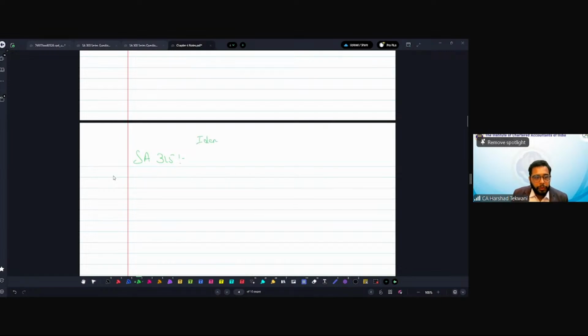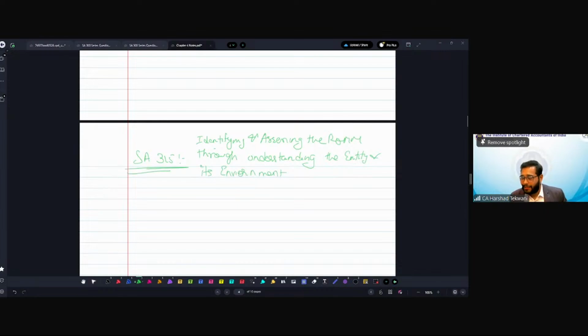So, identifying and assessing the risk of material misstatement through understanding the entity and its environment. Very important.